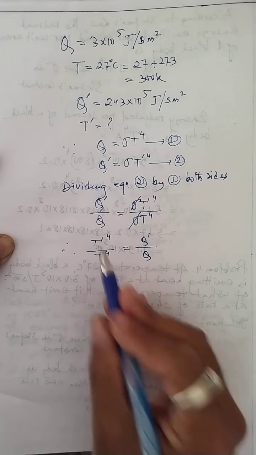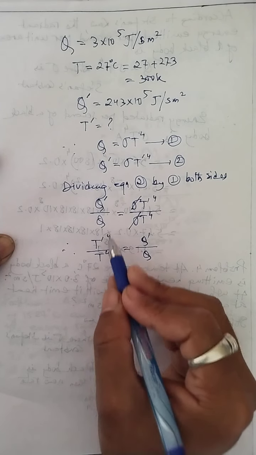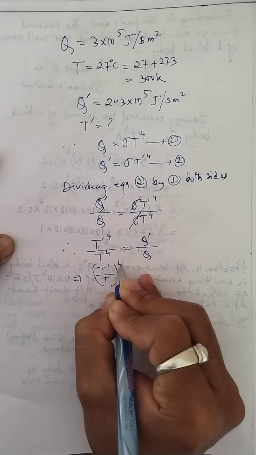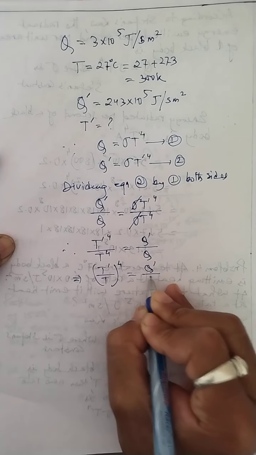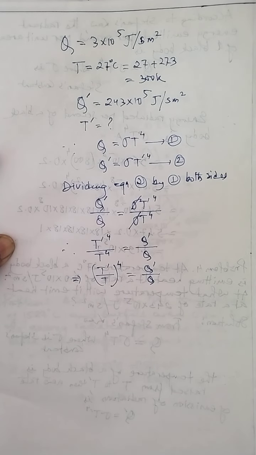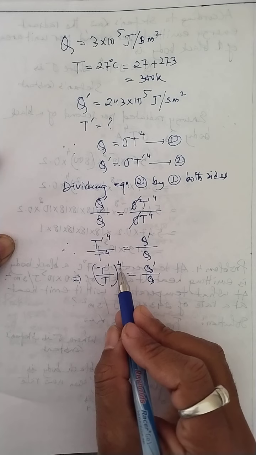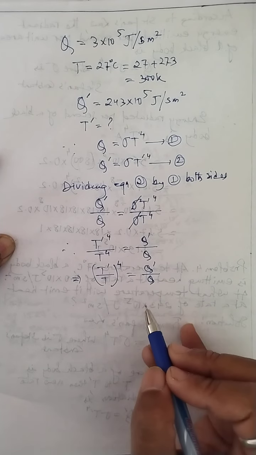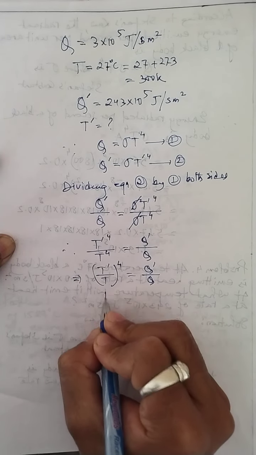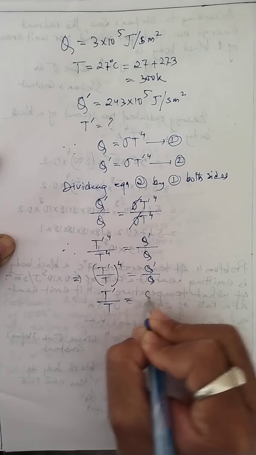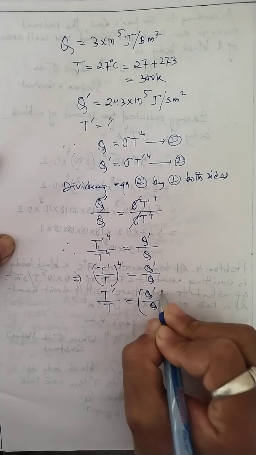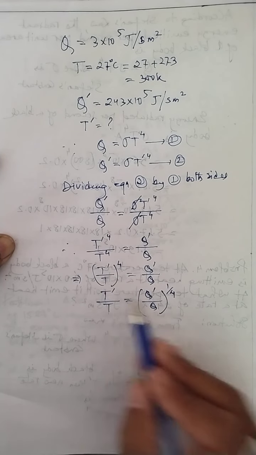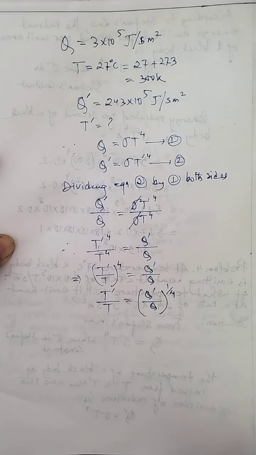Now actually we need to find T dash. But this T dash and T have the same power, so can I write it this way also? T dash by T, whole to the power 4, equals Q dash by Q. Now to calculate T dash, I have to eliminate the power 4. If I eliminate 4 from the left hand side, on the right hand side it will be power 1/4. So T dash by T equals Q dash by Q with power 1/4. If we remove 4 from the left hand side, on the other side you have to give 1/4. Now we can easily calculate.